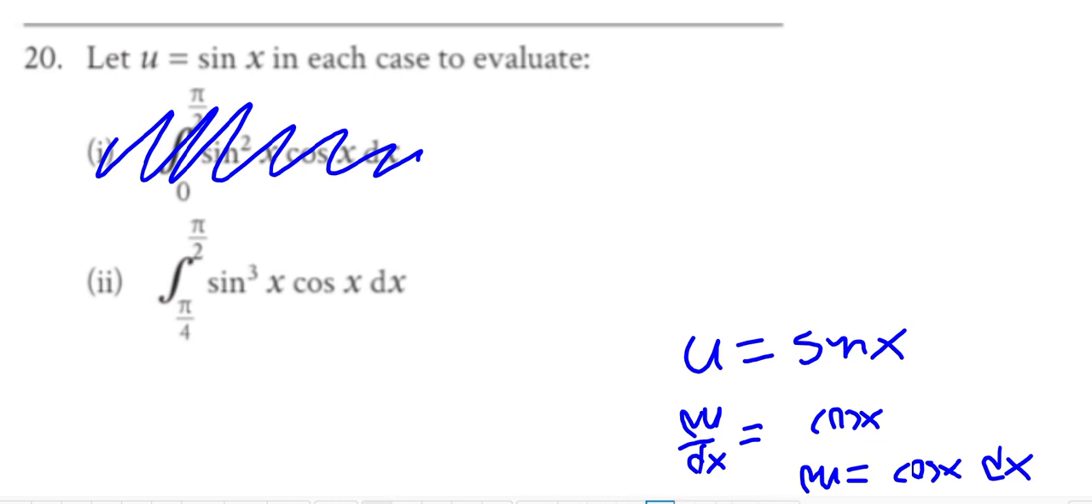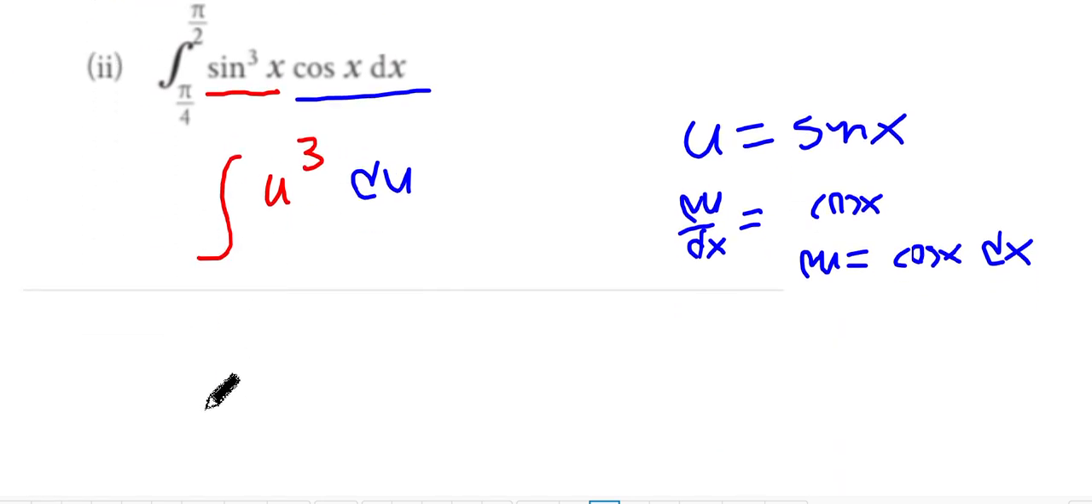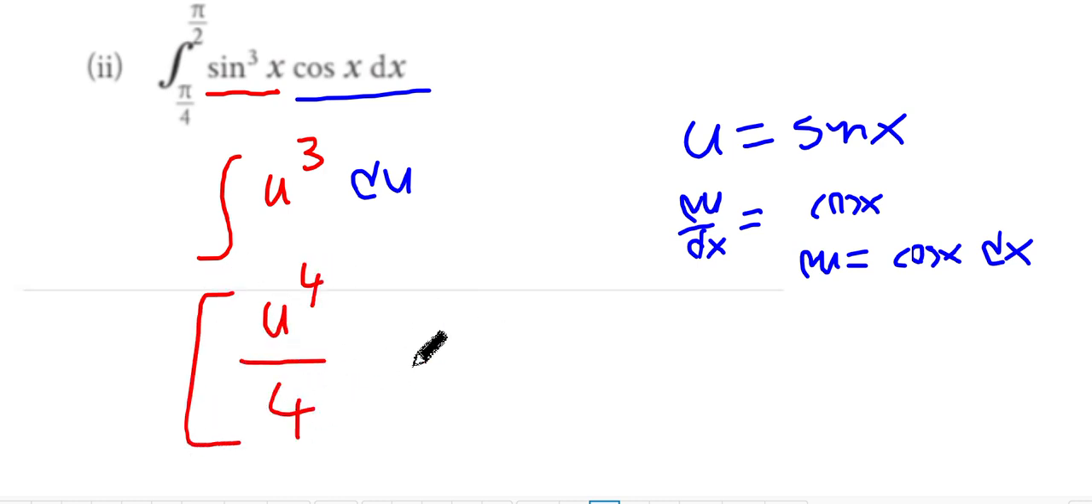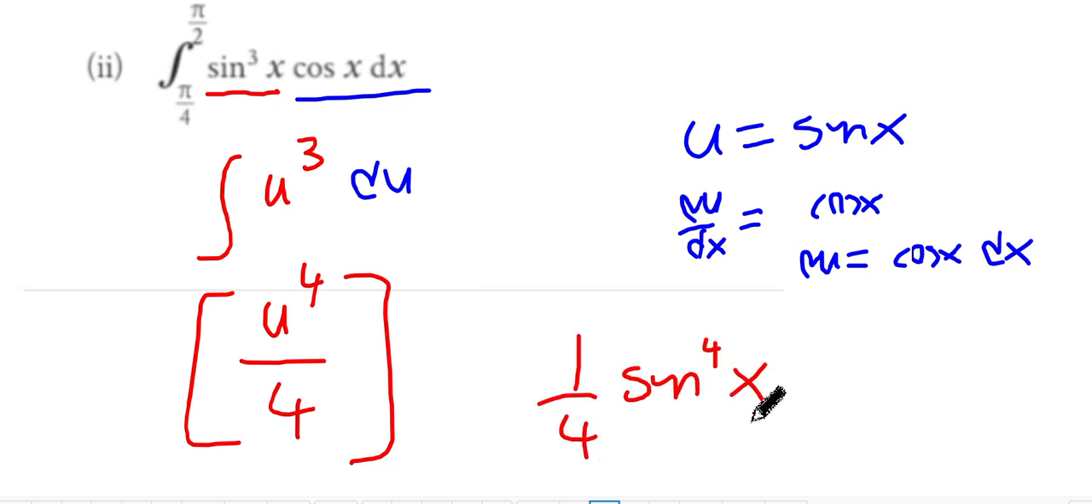Now look what happens to the bottom one now, right? What happens to cos x dx? du. What happens to sine x to the power of 3? That's handy, isn't it? So what are we thinking now? Integrate that. Add 1 onto the power. And what do we know u to the power of 4 actually is? So it's going to be 1/4 sine^4 x, yeah?